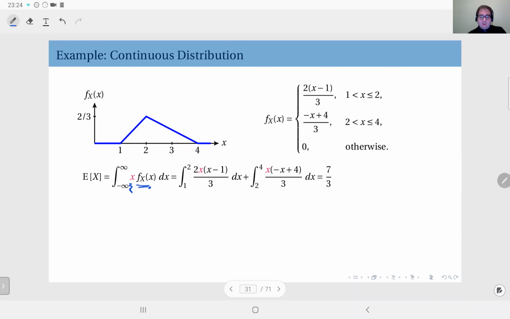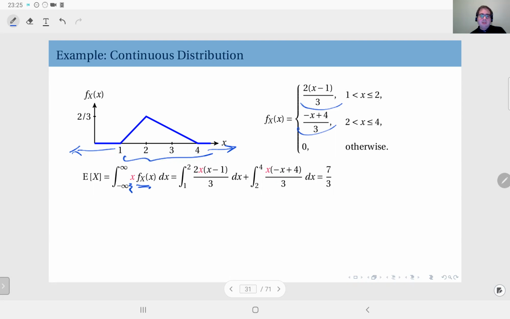Now, you see, on the entire real line, up to 1 the PDF is 0, and beyond 4 the PDF is also 0. Therefore, we do not need to actually include those intervals in the integration. So we'll just use this interval here. And you see we have a two-piece function here. In the interval from 1 to 2, we have this 2 times x minus 1 over 3, and from 2 to 4 we have minus x plus 4 divided by 3.